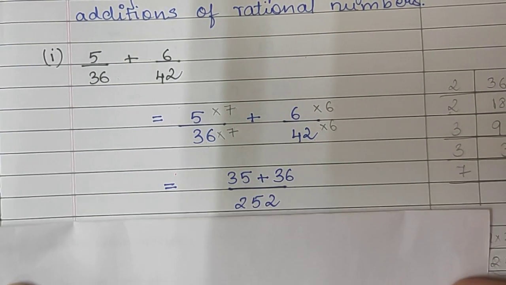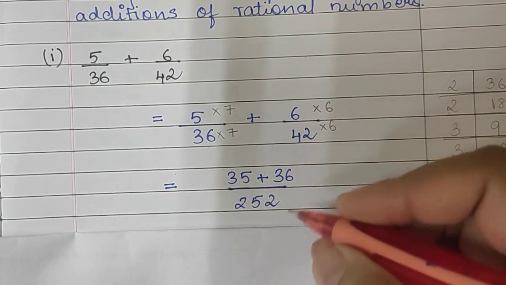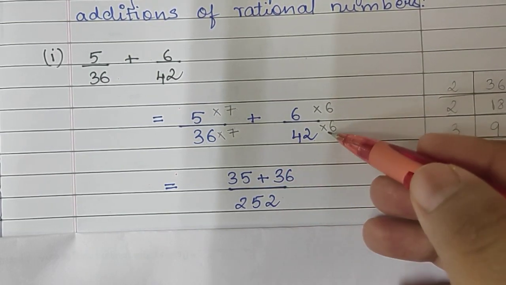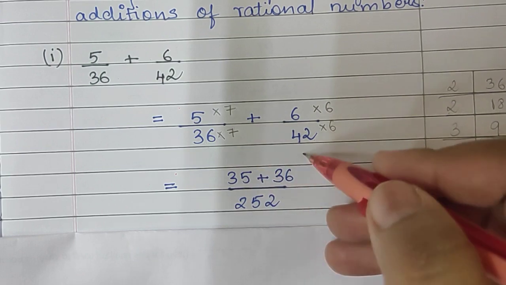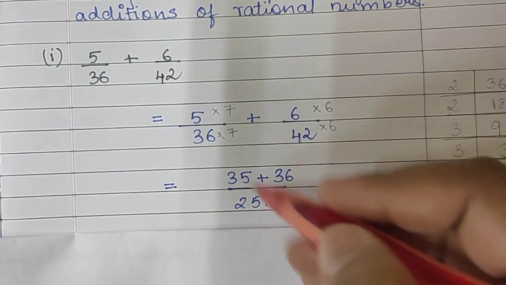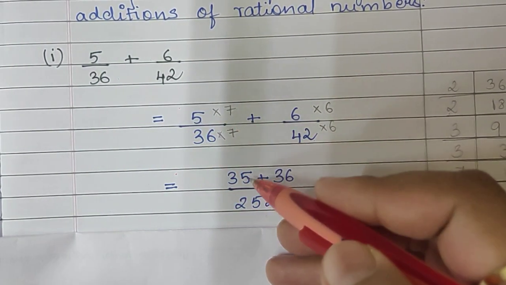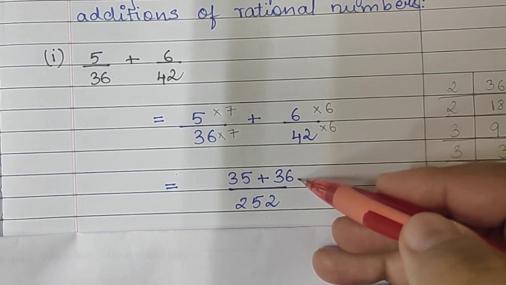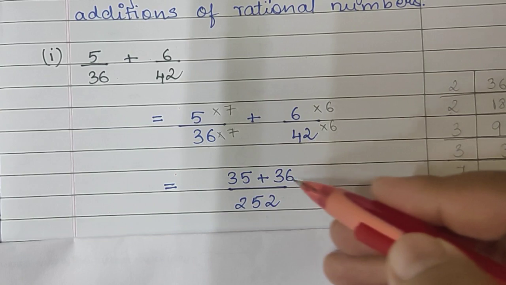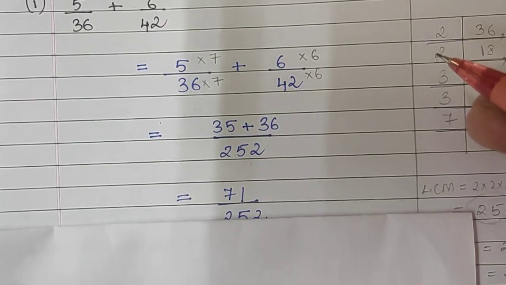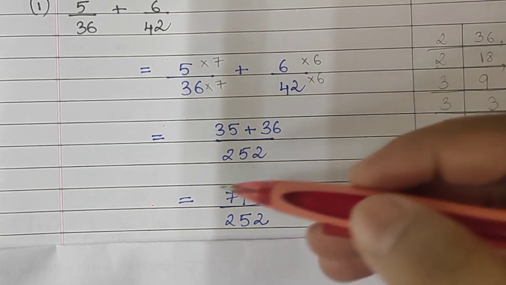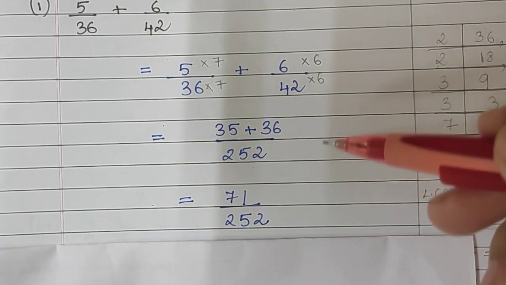Now after we multiply, what is the answer? We can write it together like this. I wrote 252 because both the denominators are giving me the same answer. 5 into 7 is 35. 6 into 6 is 36. So 35 plus 36, my answer is 71 upon 252. This is my final answer.